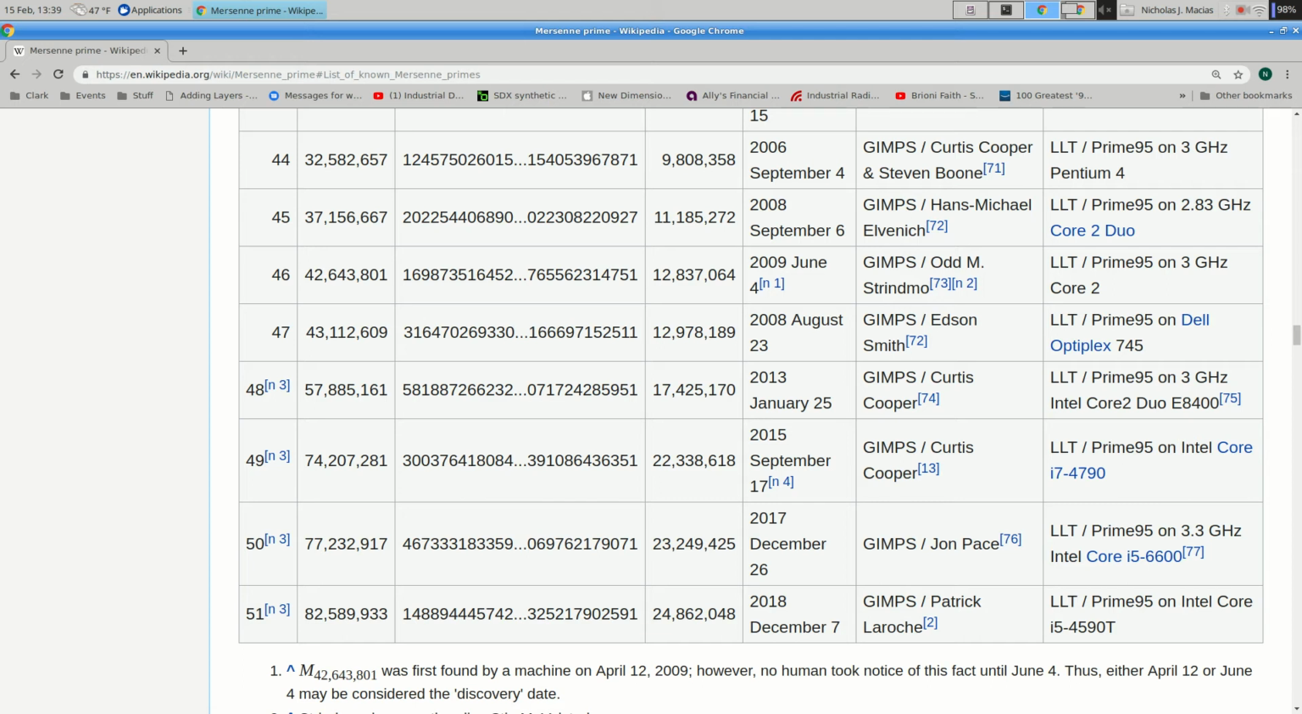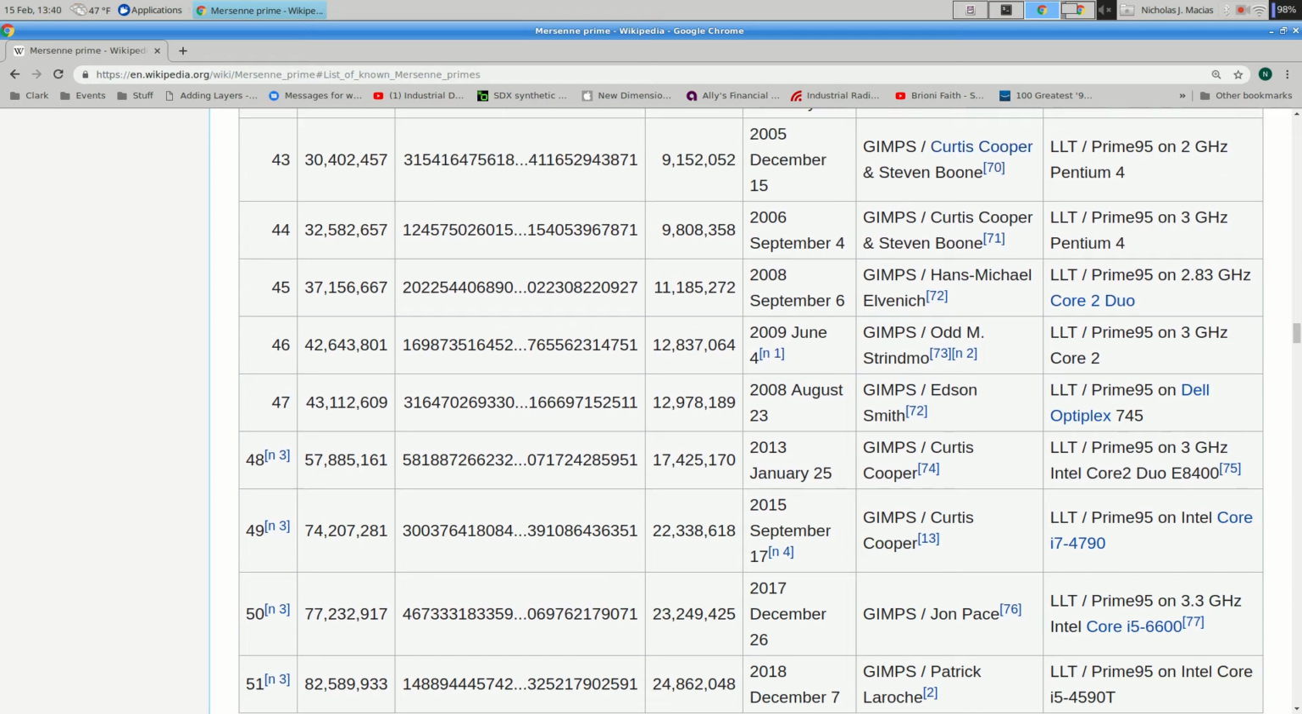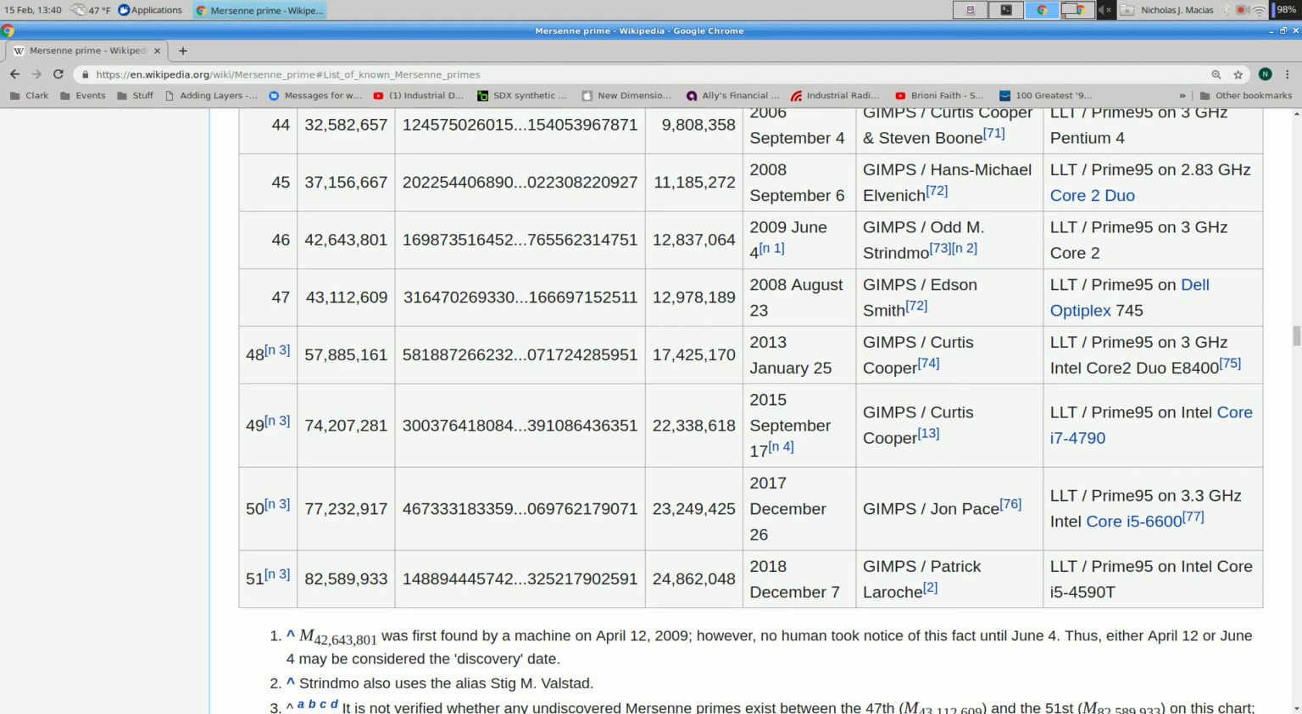So Mersenne primes are fairly rare. An interesting footnote on M42 million: it was found by a machine, but no human took notice until 2 months later. So that's a collection of prime numbers, and they're pretty far apart, but because of the Lucas-Lehmer test, primes in this form are easier to check than arbitrary numbers.